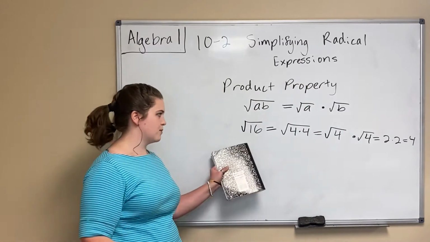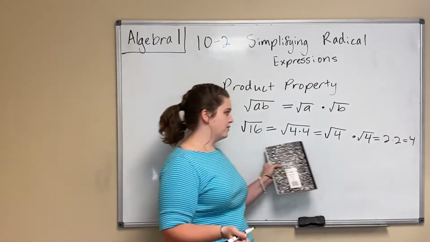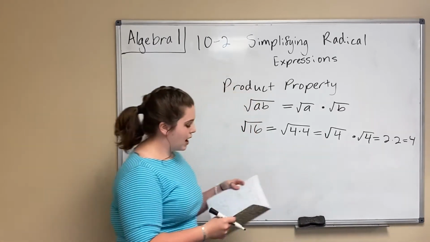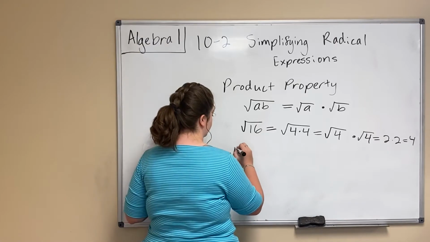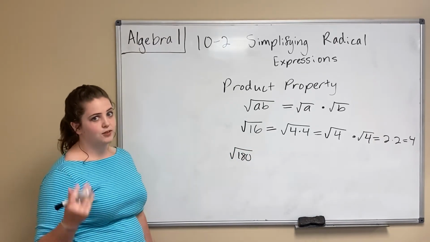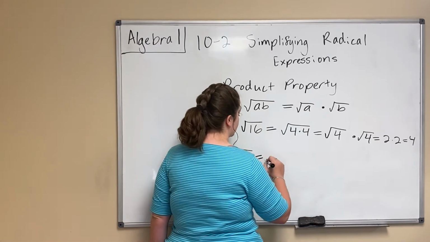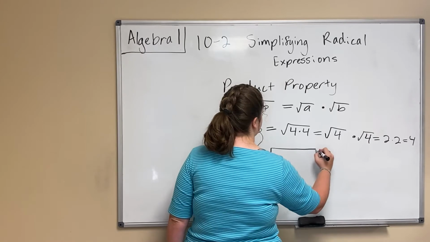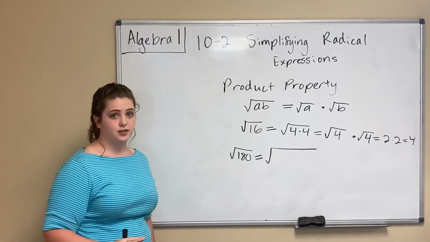Now you know off the top of your head that the square root of 16 is 4 probably, so you don't have to rewrite it that way. But what happens if I have a more complicated problem like the square root of 180? We don't know that one off the top of our head, so we're going to split 180 up under its square root symbol into its factors.